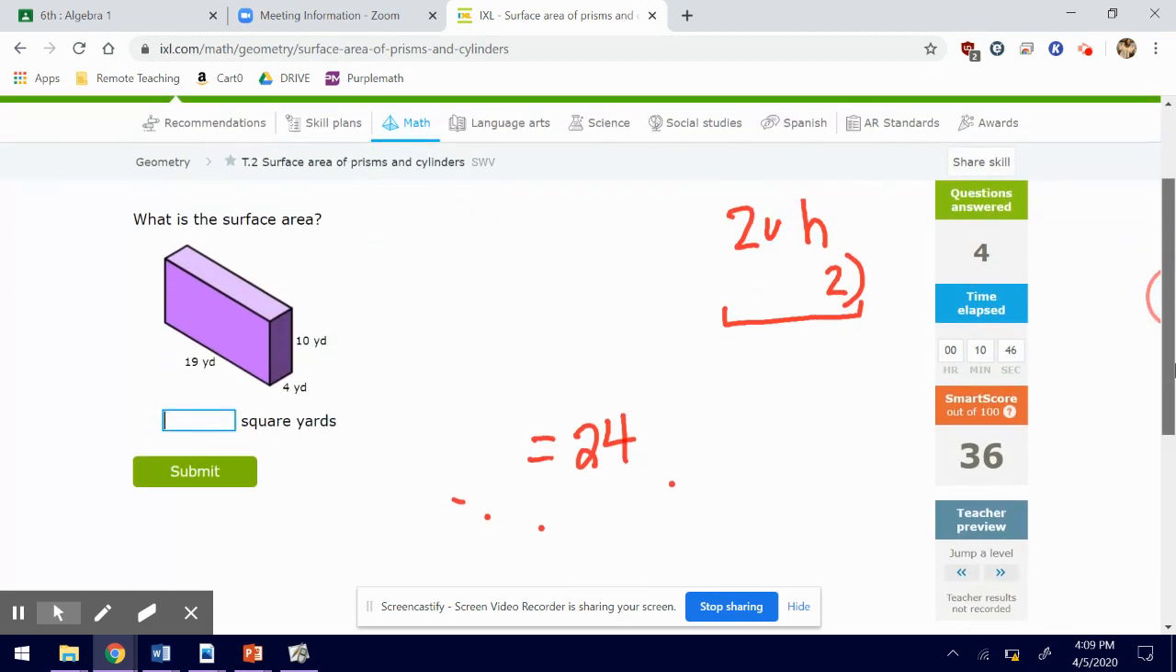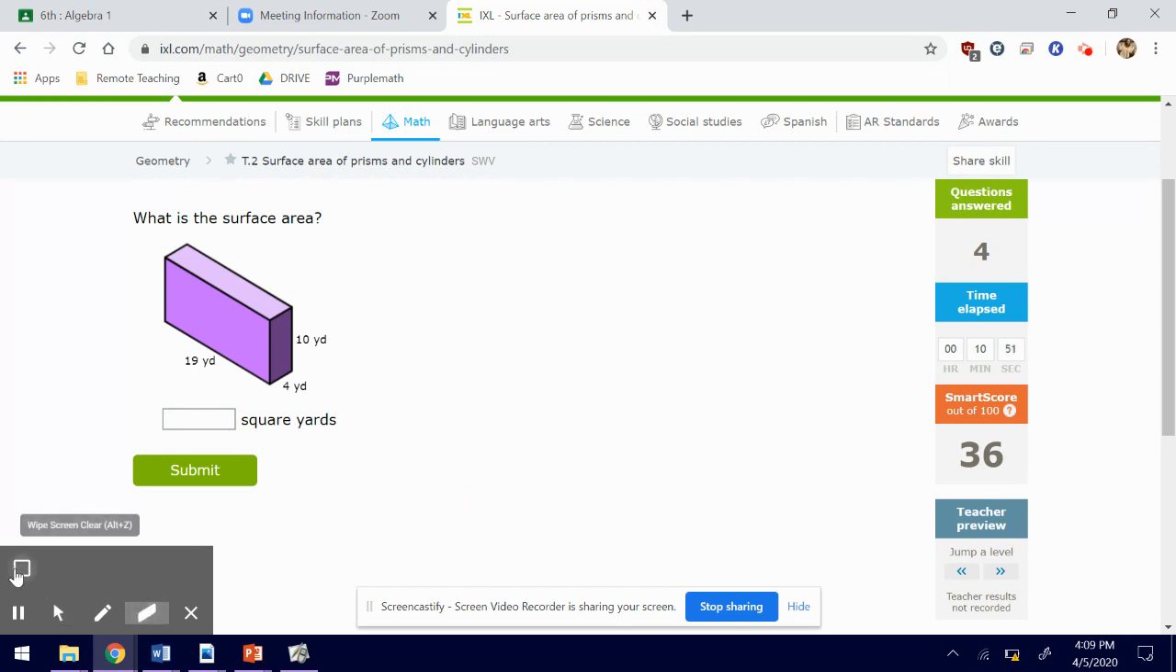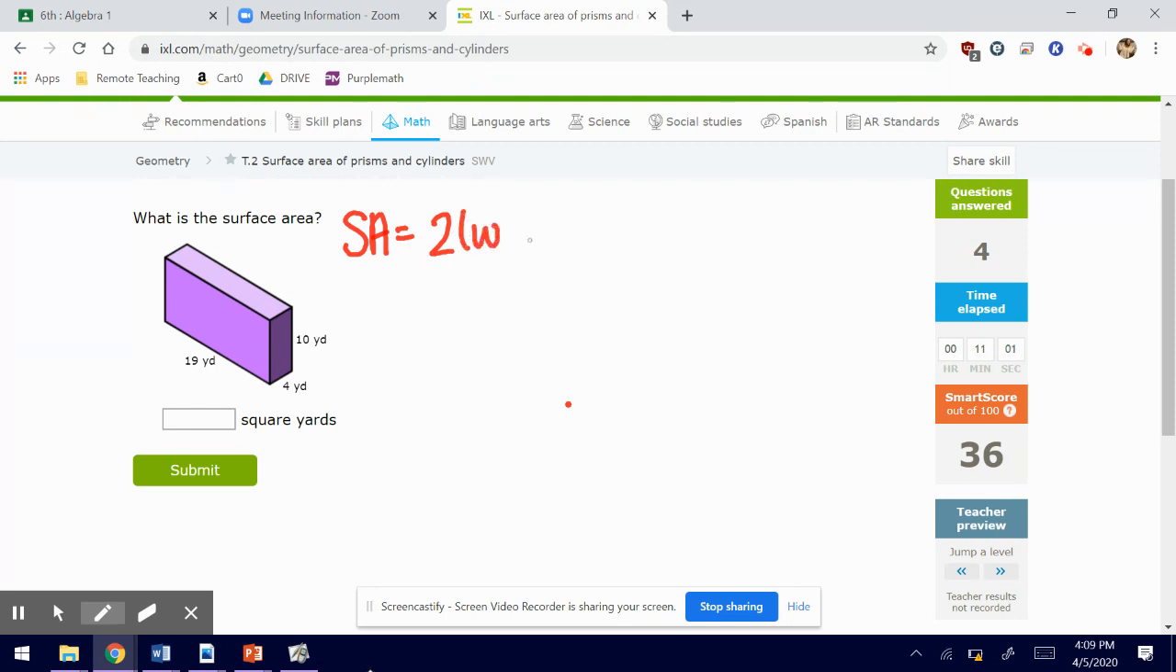Okay, so now we've got another rectangular prism. It's a rectangular prism if it looks like a box. This looks just like a box. I'm going to use the same formula. Surface area equals 2 times length times width plus 2 times length times height plus 2 times width times height. Okay? So like I said earlier, it doesn't matter which one's which. So I'm going to make this one length, this one width, this one height.